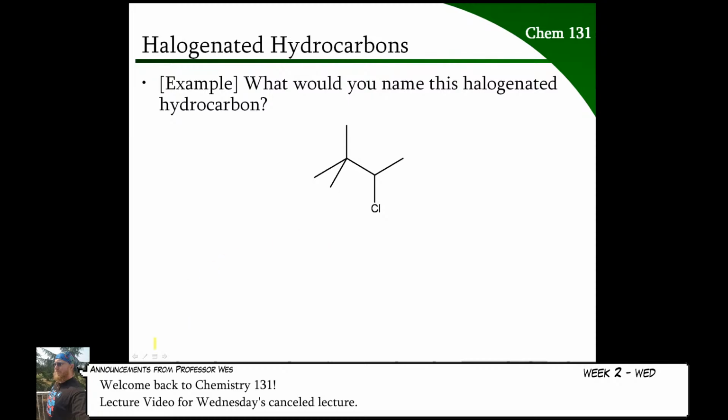So what we're going to do is first identify the longest chain, just like before. Now, ideally we want our longest chain to contain all of the groups off of it. Because otherwise we're going to have to be naming this with some sort of weird nomenclature. And that's sort of beyond the scope of this class. So you're not going to see any groups that have groups off of themselves in this class. So keep that in mind.